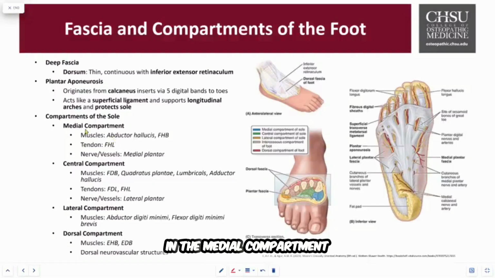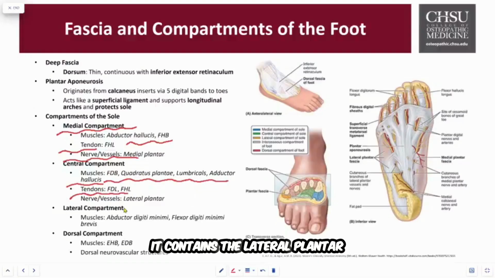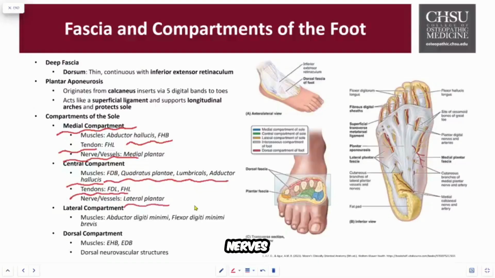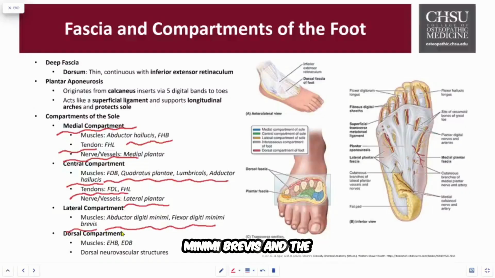In the medial compartment, we have the adductor hallucis and the flexor hallucis brevis muscles, the tendon of the flexor hallucis longus, as well as some of the medial plantar nerves. In the central compartment, we have the FDB, flexor digitorum brevis, the quadratus plantae, the lumbricals, the adductor hallucis, and tendons for the FDL, FHL. It contains the lateral plantar nerves. And then we have the lateral compartment, which contains the abductor digiti minimi and the flexor digiti minimi brevis.